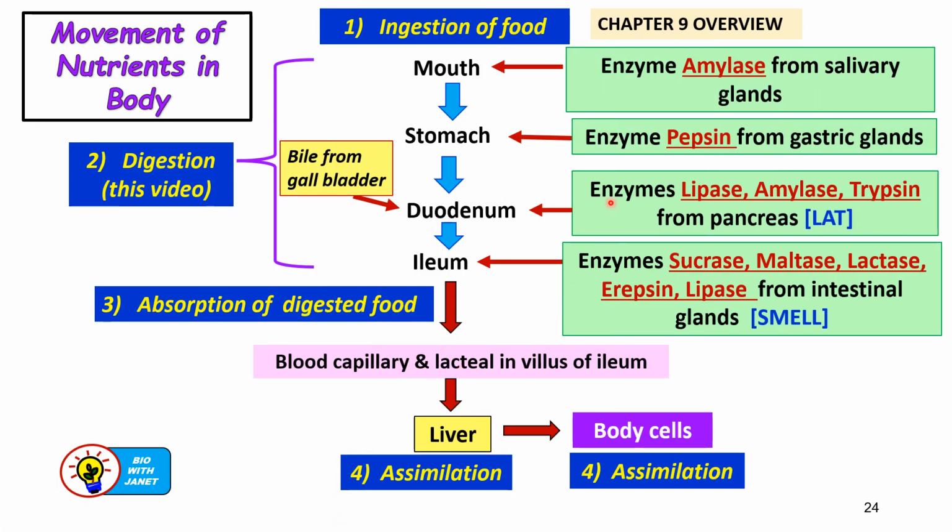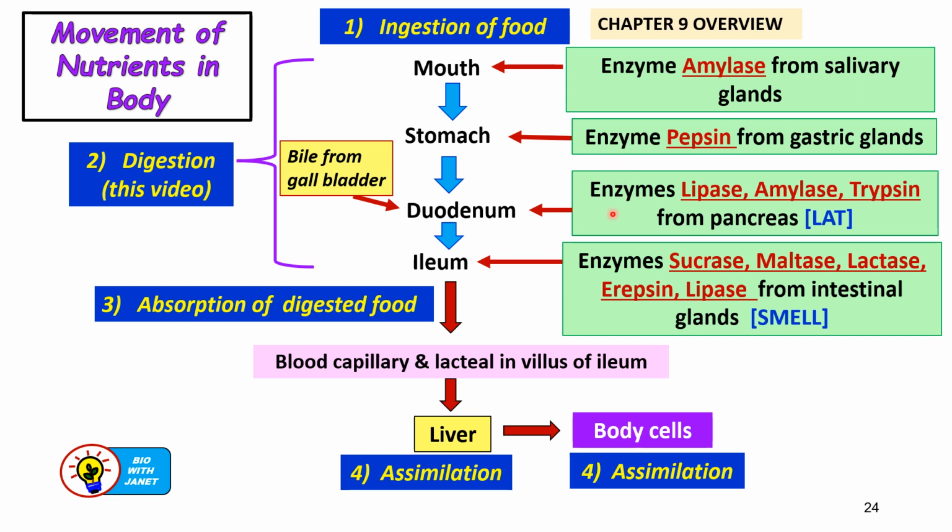Now, as a quick summary for Chapter 9, an overview of the various processes involving digestion and movement of nutrients in the body, we have this chart here, which is also quite useful. The processes involved in nutrition are ingestion of food, that means eating the food, putting it into the mouth, where there is the enzyme amylase from salivary glands to digest the starch. Then going on to the stomach, the enzyme pepsin is released to digest proteins. So, enzyme pepsin from gastric glands.